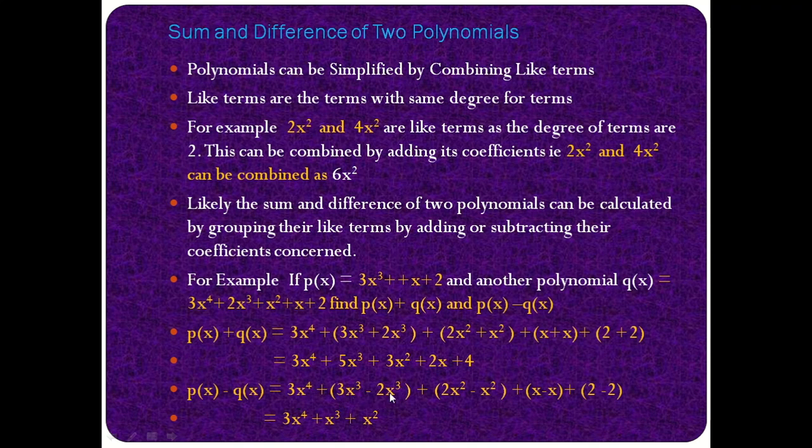So the value is 3x raised to 4. 3x cube minus 2x cube is equal to 1x cube, that is x cube. Plus 2x square minus x square is equal to x square. x minus x is equal to 0. 2 minus 2 is equal to 0. So it is very simple. So here one term is missing. What is the term here? The term here is 2x square. 3x cube plus 2x square plus x plus 2. Okay. So it is very clear, right? How to find the sum and difference of two polynomials.